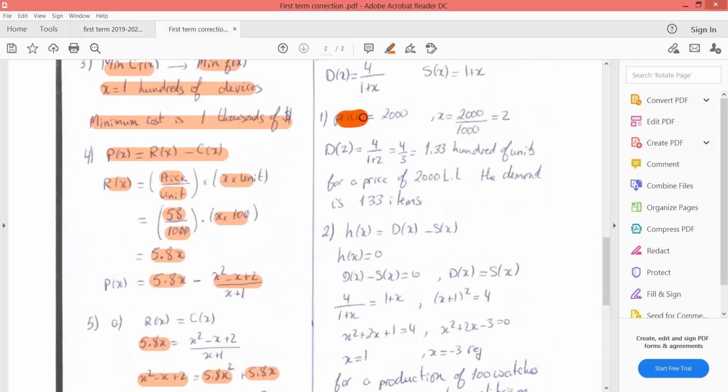So the price equals 2000, meaning x equals 2000 over 1000, which gives D of 2 equals 4 over 3. This comes out to 1.33 hundreds of units. For a price of 2000 Lebanese lira, the demand is 133 items. Easy, this part, check.